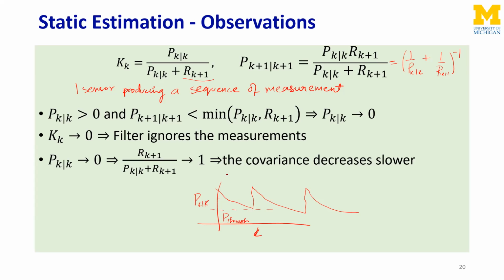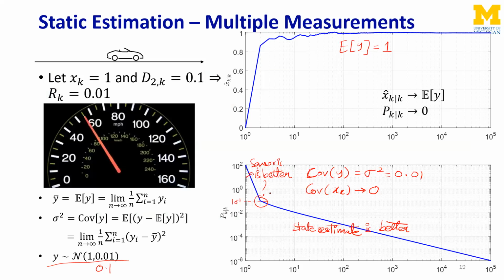And also, we can see from this equation that the factor which is multiplying the PKK, and the fact that PKK is going to 0, implies that this whole factor is going to 1, which means that the covariance matrix is going to decrease ever more slowly. And we actually saw that in the previous plot. I didn't point it out, but I should point it out now, that you can see from the second part that the slope is a constant, and both of these scales are log.